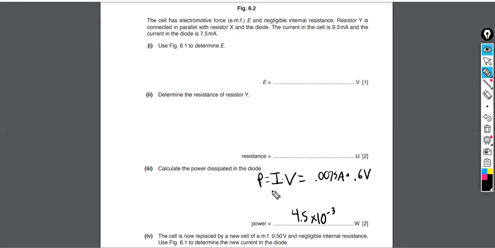So remember, there are three equations for power we talked about. I times V is one of them, I squared R, and then V squared over R. And any one of them would really work for this. This is just sort of the easiest one because nothing's squared, so that's pretty easy.